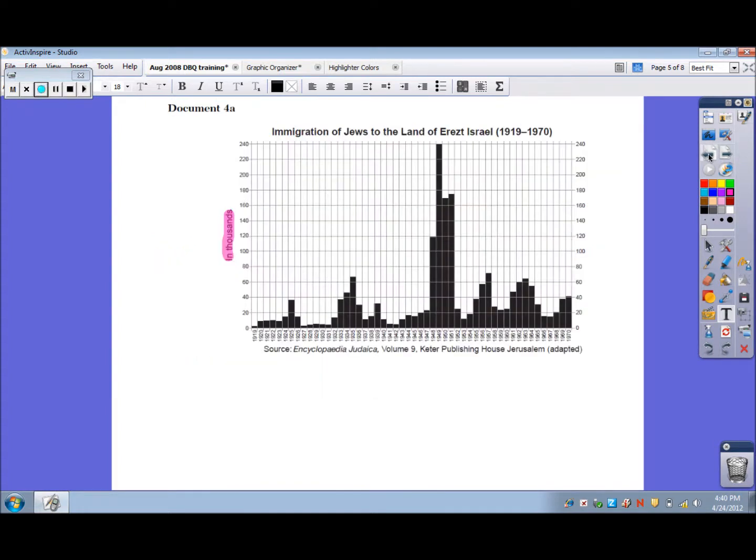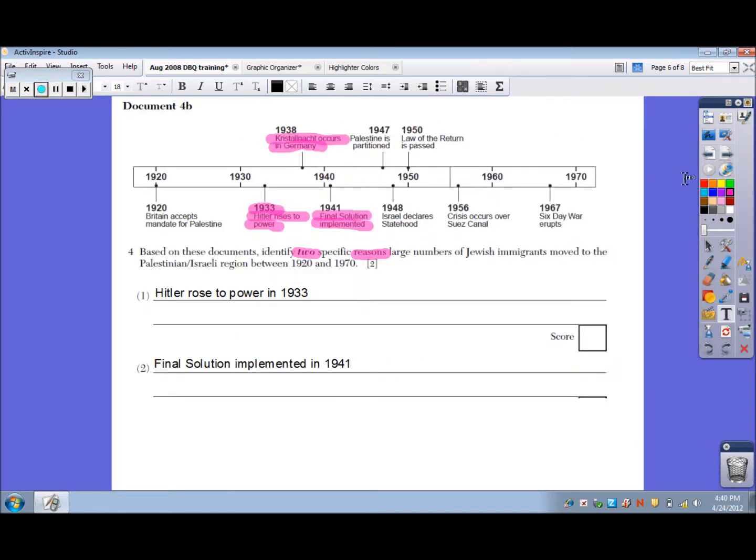You could go back to the chart and look at years. For instance, 1949 was a year Jews moved. 1935 was a year that spiked up with Jews moving to Israel or Palestine. But again, you should have your two answers here. Now you want to try to rack your brain for a so what.